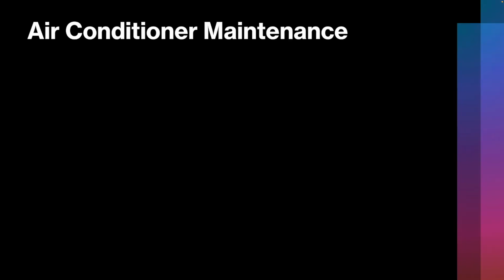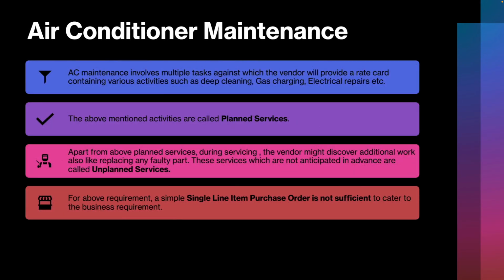Now let's take a business scenario. Let's say that you have to do air conditioner maintenance in your plant. Okay, you have some ACs that you have to do regular maintenance on, and you line up a vendor for that maintenance activity. This AC maintenance will involve multiple tasks such as deep cleaning, gas charging, electrical repairs. Okay, and against these tasks, the vendor will provide you a rate card. That rate card will contain all these activities and the rates against those activities. Now these activities are called planned service activities.